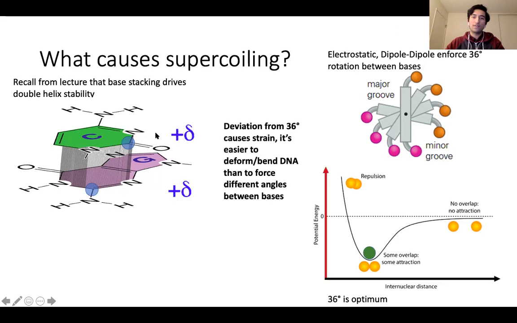And it's more energetically favorable to just dissipate that through globally having the entire DNA molecule bend on itself slightly. And that's what causes supercoiling, because it's more energetically efficient, or it requires less energy to dissipate strain through a global deformation than it is to just change the angle in this manner.